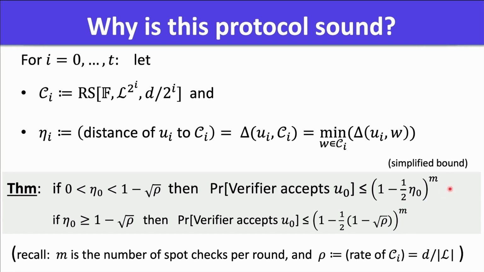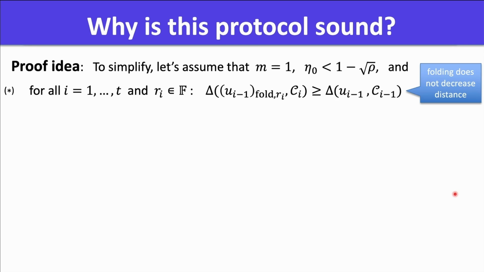I should mention this is a slightly simplified bound. There's another small correction term in this bound that I'm not going to mention here, but it exists. So why is this theorem true? It's actually not very difficult to prove, and I'm just going to show you the proof idea here.